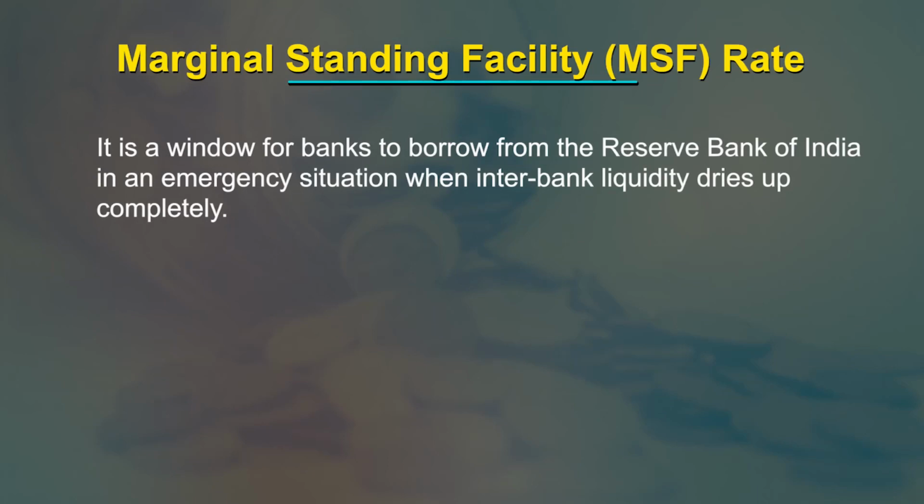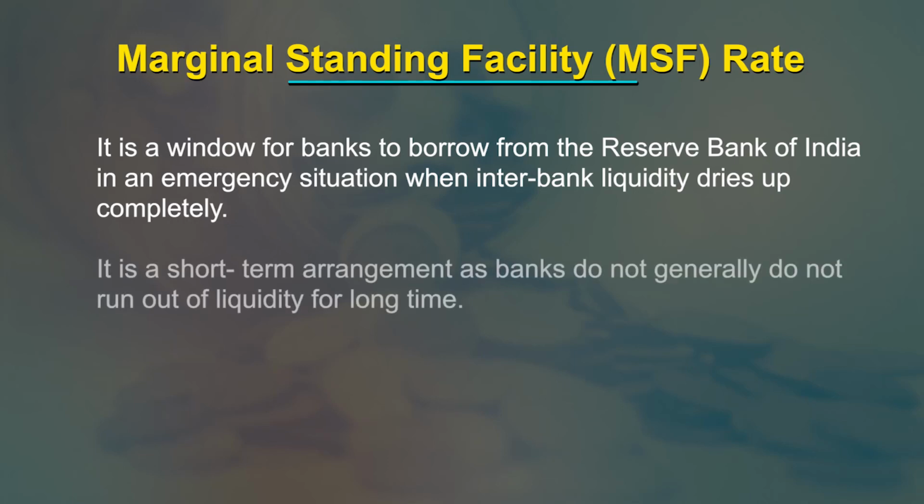And now coming to the marginal standing facility rate, it does not require much elaboration, but I want to mention two or three points here. It is a window for banks to borrow from the Reserve Bank of India in an emergency situation when interbank liquidity dries up completely. It is a short-run arrangement, as banks generally do not run out of liquidity for a long time, because all the banks going bankrupt at the same time is not quite normal. But in case it happens, what would be the solution? The solution is the marginal standing facility rate, but this is not usually used. It is not needed at all.